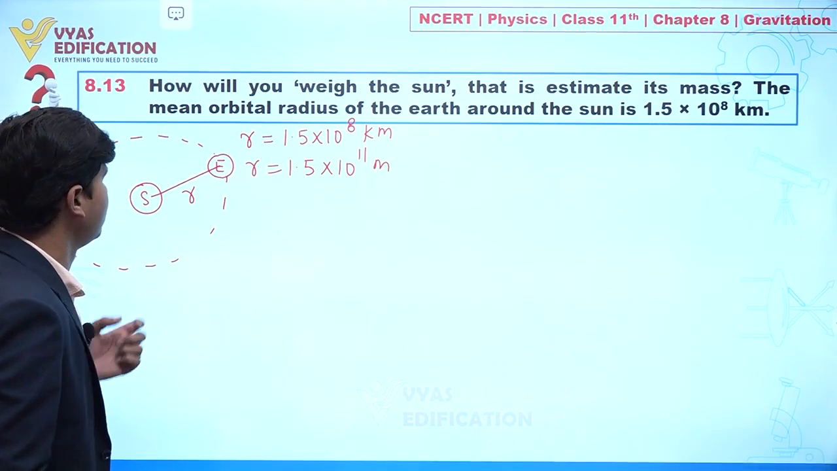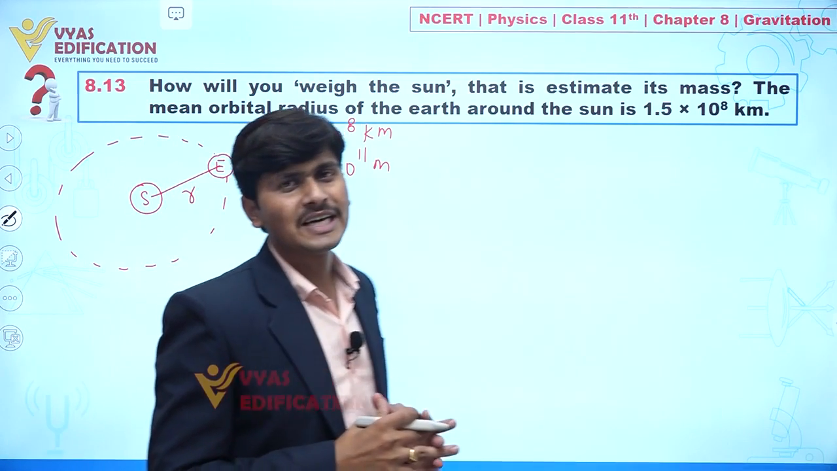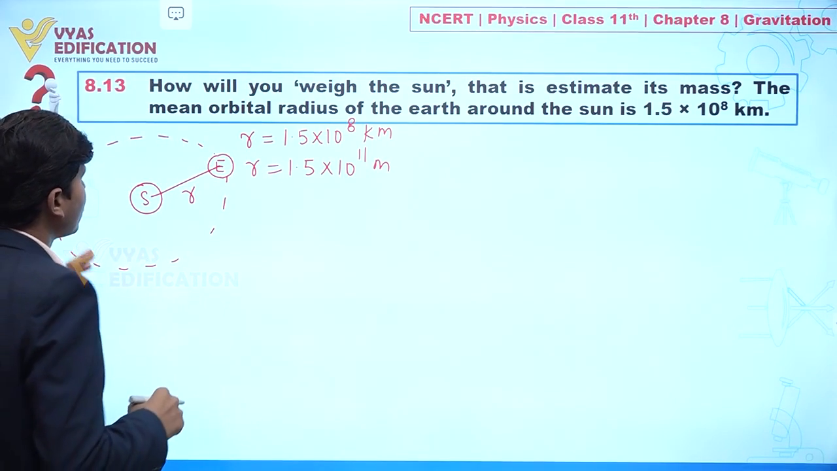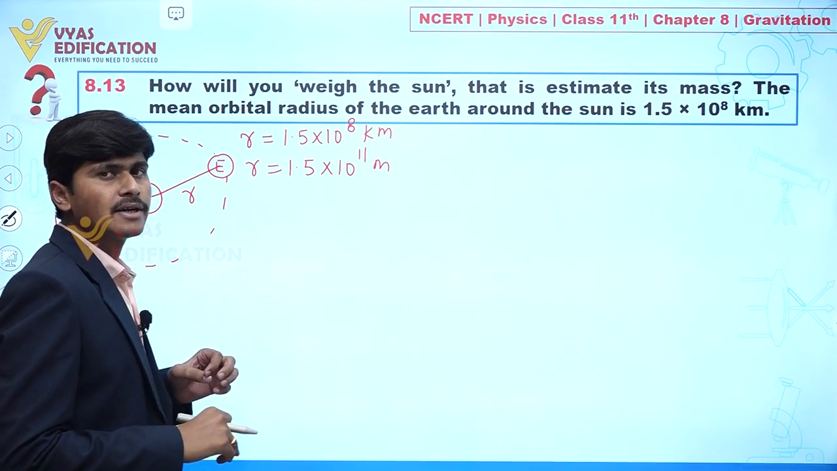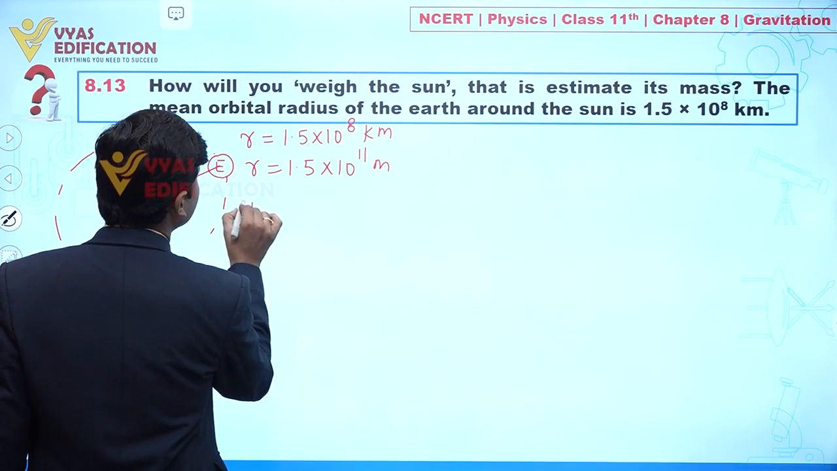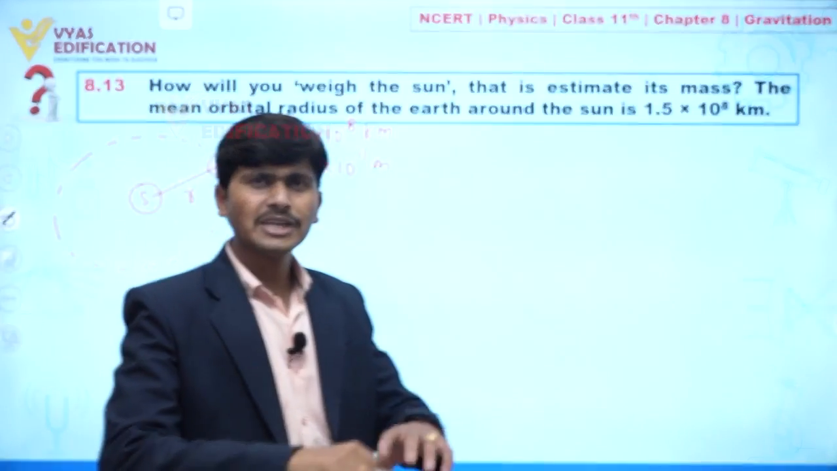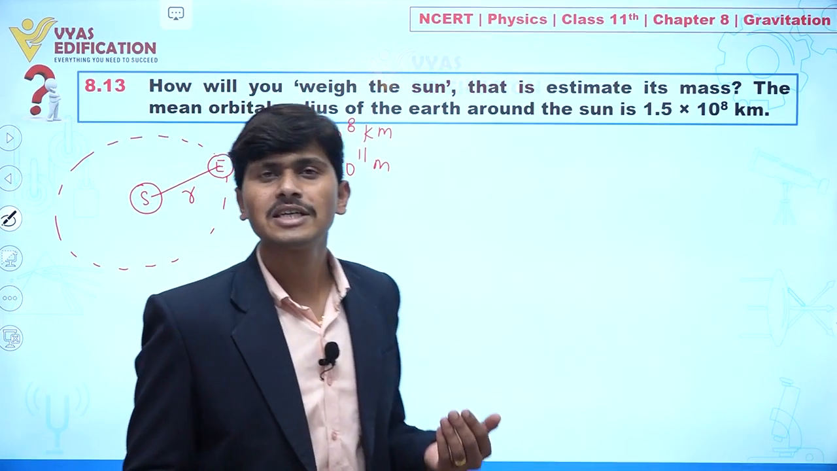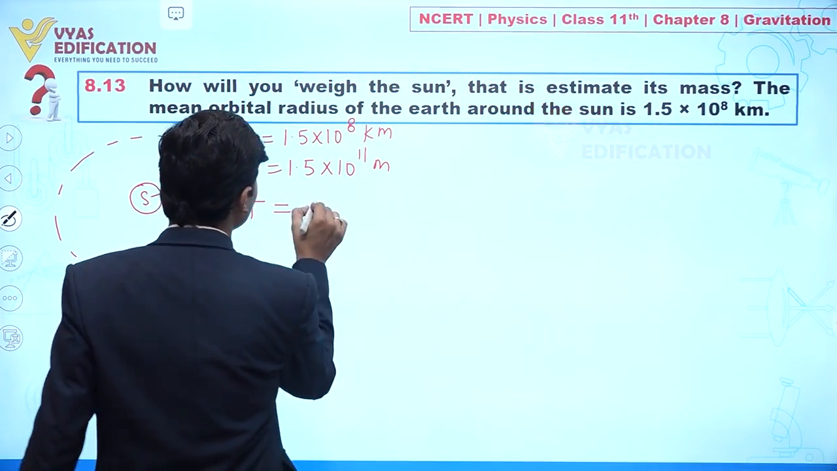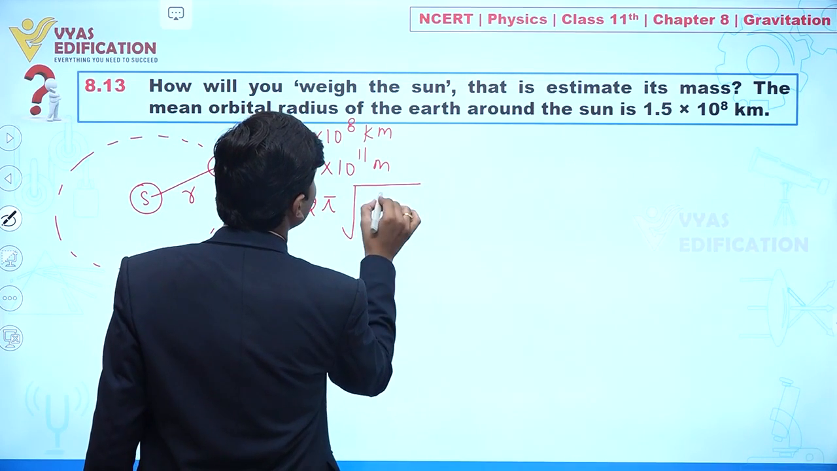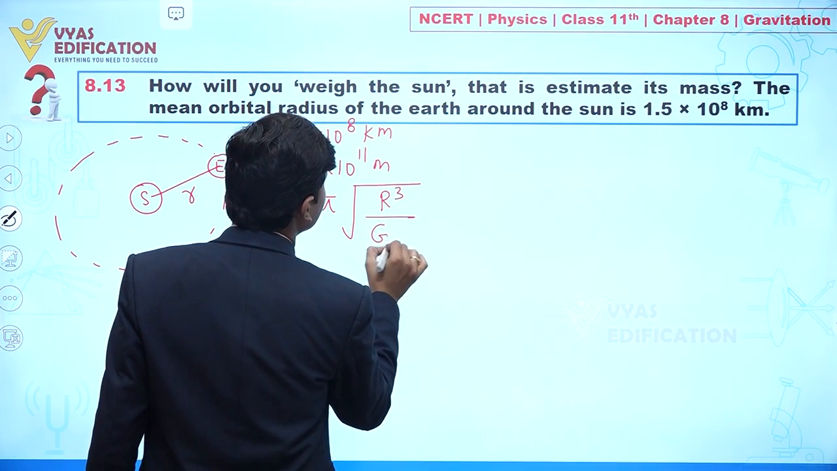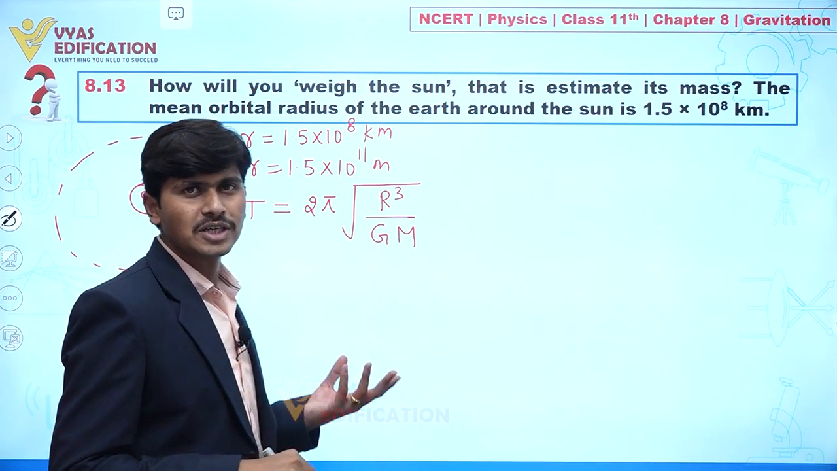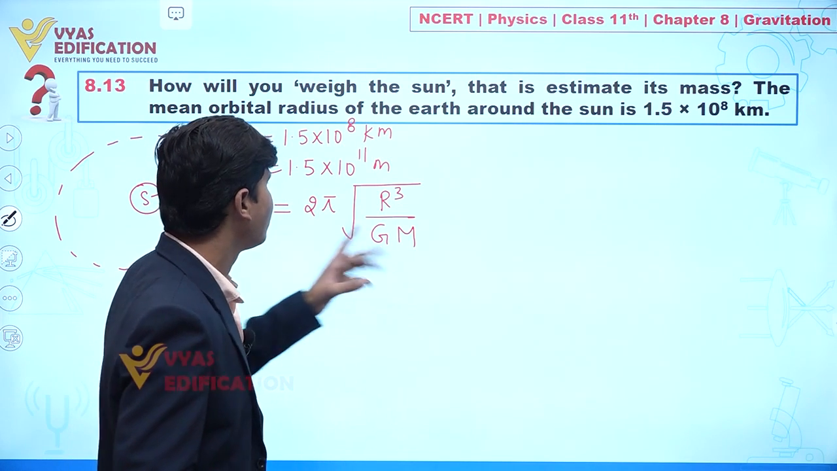Now my objective here is to calculate the mass of the sun. Clear? So how can we calculate? From here we can write the time period. Let's suppose a satellite is revolving around a planet. The time period of that satellite is given by T equal to 2 pi under root of r cube divided by capital GM. Clear to you? So now what is my objective? My objective here is to calculate the value of M.